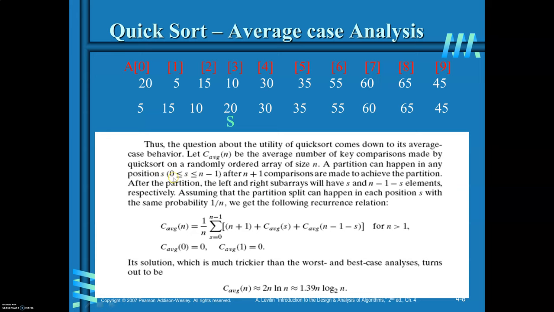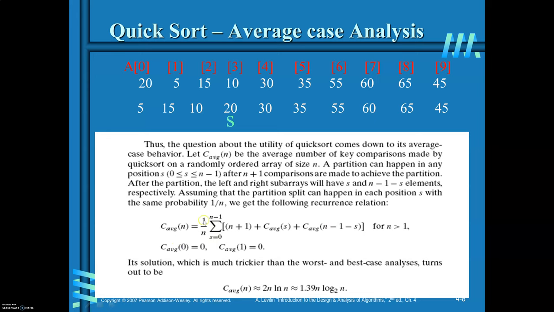The partition can happen anywhere between 0 to n minus 1. In order to find the partitioning position, you are required to make n plus 1 comparisons. So after this partition, we'll be left with two subarrays: the left subarray containing S elements and the right subarray containing n minus 1 minus S elements respectively. Now, assuming that the partition split can happen in each position S with the same probability 1 by n, we get the following recurrence relation here.